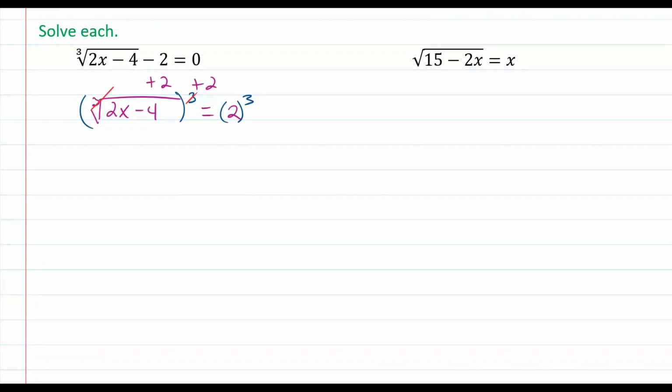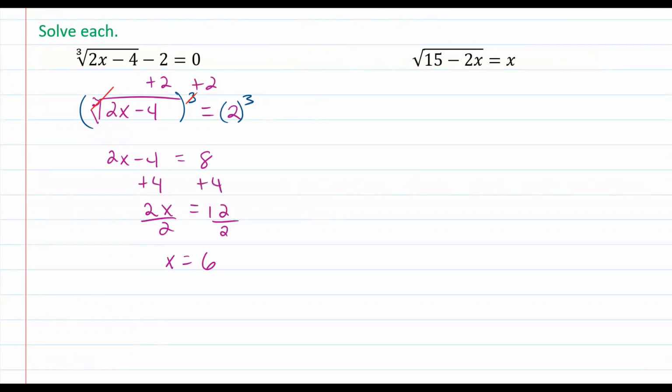So what we end up getting is 2x minus 4 is equal to 8, since 2 times 2 times 2 is equal to 8. Then we're going to add 4 to both sides. So we have 2x is equal to 12, and divide by 2 on both sides. And so x is equal to 6. So again, what we have is an apparent solution, and what we must check is to see if that actually works for the original equation.